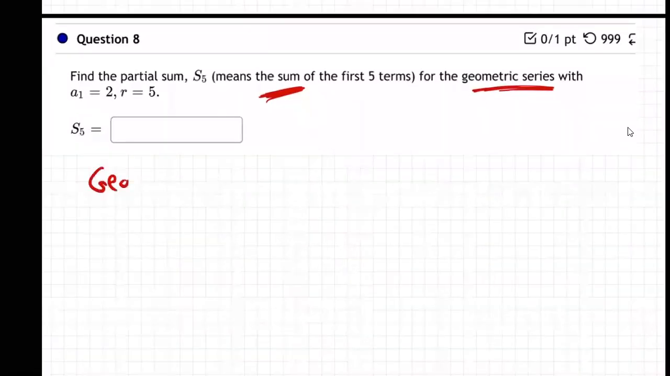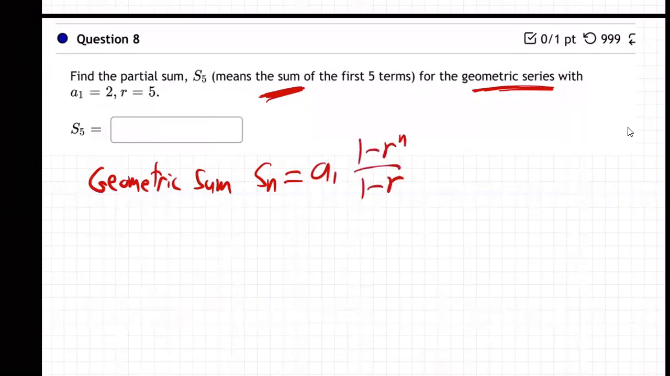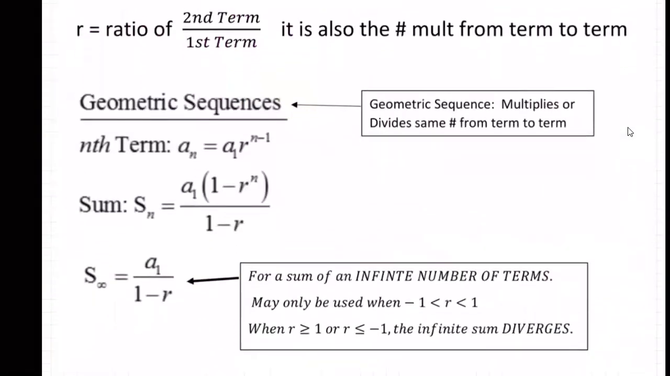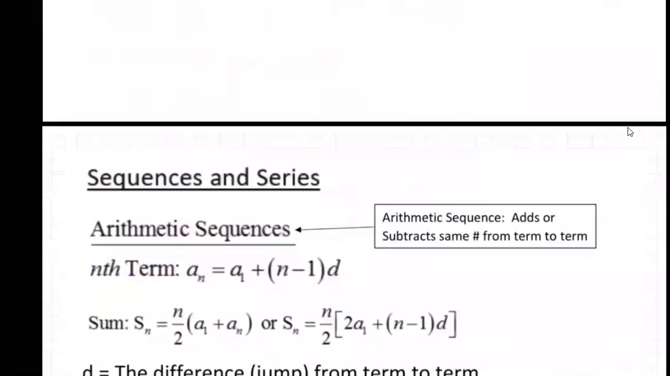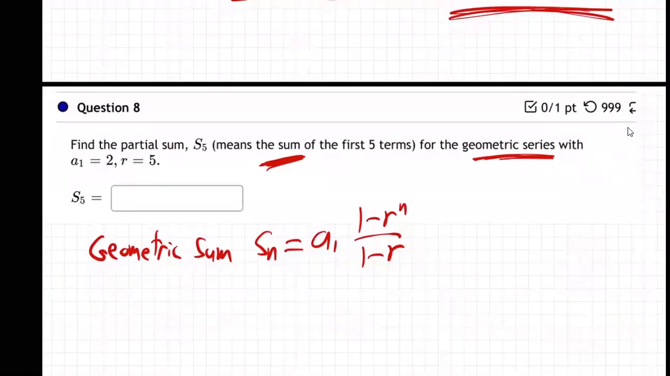So geometric, sum is S sub n. S stands for sum. If you notice, the A sub n formulas are not sum, and S sub n is always for sum, for both arithmetic and geometric. So what is it? It's A1 times 1 minus R to the n over 1 minus R. Did I get that right? Let me double check. Yeah, they put the A1 on the top. Whatever, it's the same thing. I'll put it on the top if that bugs you. I hope you know it's the same, though.